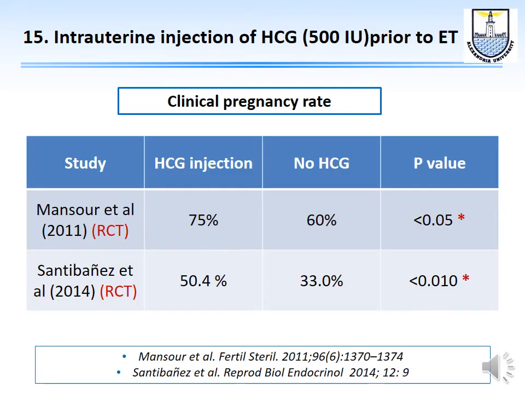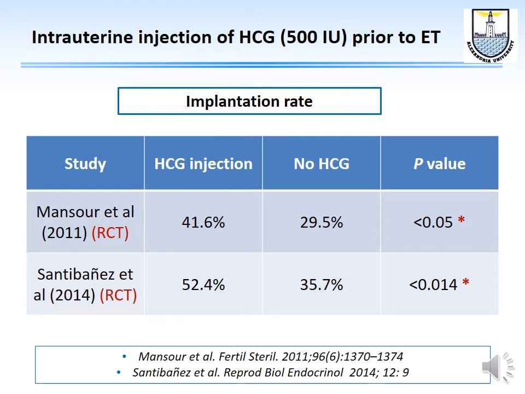Another suggestion was to inject human chorionic gonadotrophin 500 international units prior to embryo transfer. Actually, it was Raga Mansour from Cairo who suggested this, and she conducted this randomized control trial and said that it does increase the clinical pregnancy rate, and this work was repeated by Santi Bagnese, Italia, who found the same result. The implantation rate was also increased.